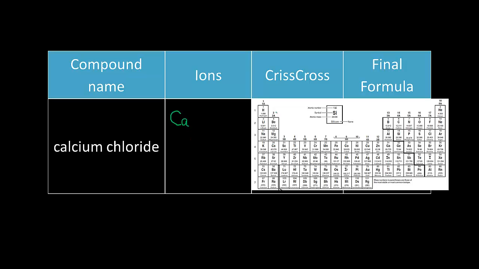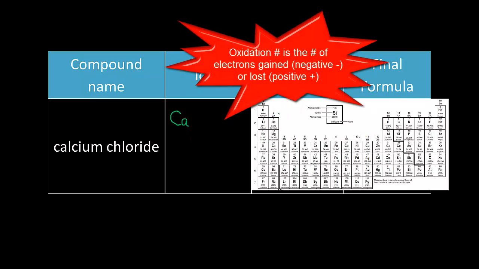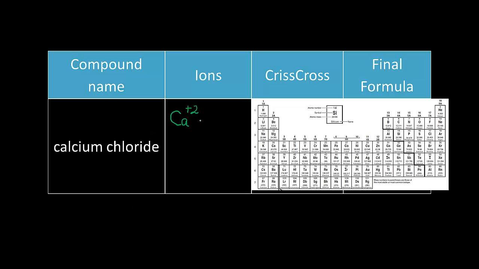Now we have to ask ourselves, with 2 valence shell electrons, is it easier to lose 2 or gain 6? Well, it's much easier to lose 2. When you lose 2, that's its oxidation number. Now remember, when we lose negativity, we become more positive.